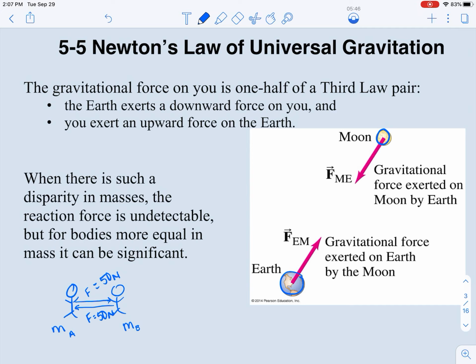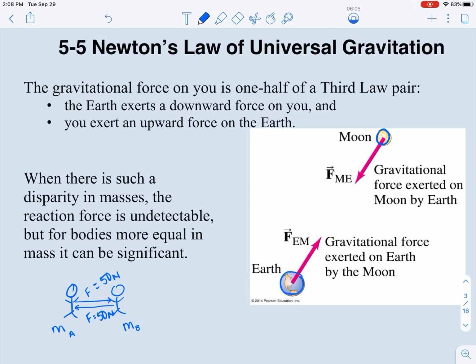So because of their extremely large masses, they are able to create a gravitational force that can actually affect other things, okay? What is the other factor that's going to affect the strength of this force? Well, it's the distance between them. How close are these objects?